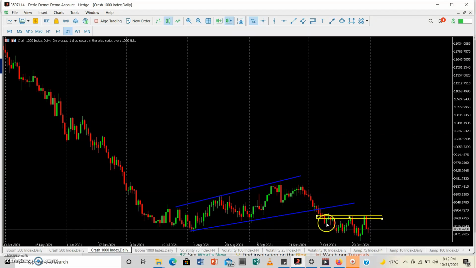As you can see, price broke, came back to respect it, went back down, went back up to respect it again, went back down, and then respected it again. So you can clearly see that price is now more tempted to push down for Crash 1000. So that's another clear sell entry that we can make use of.